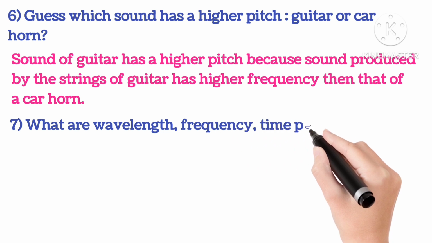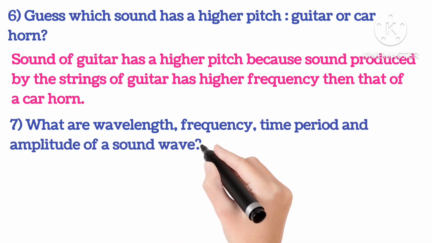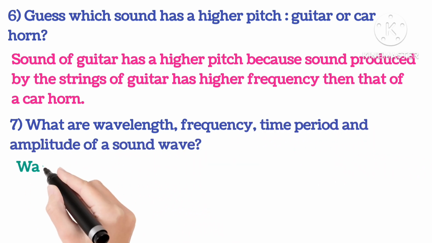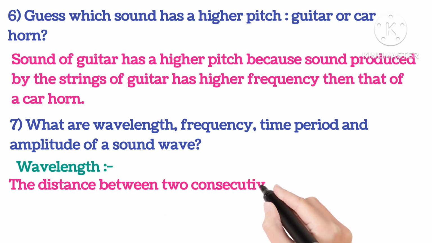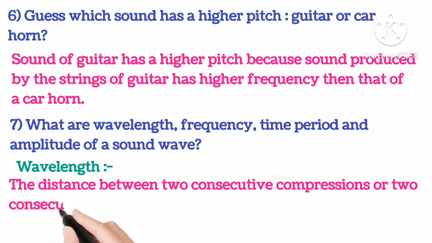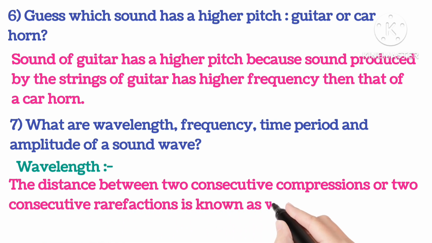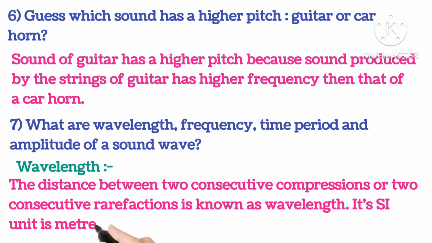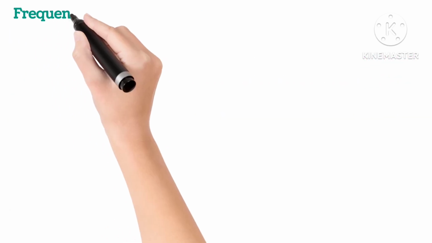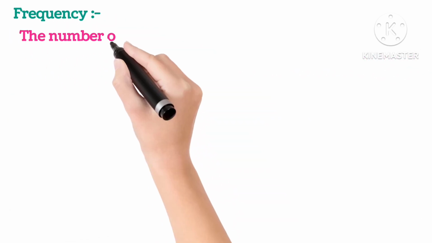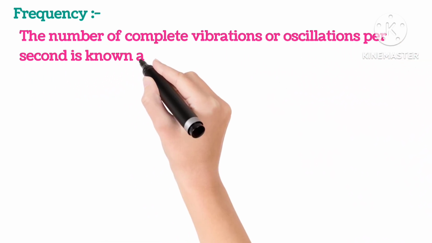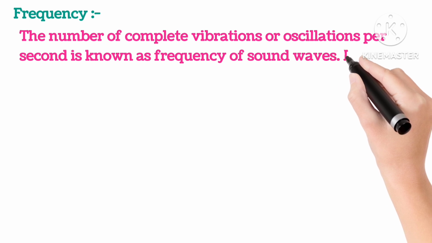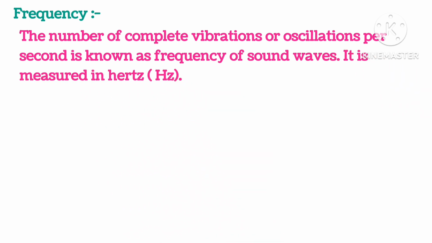7th, what are the wavelength, frequency, time period and amplitude of a sound wave? Wavelength. The distance between two consecutive compressions or two consecutive rarefactions is known as wavelength. Its SI unit is meter. Frequency. The number of complete vibrations or oscillations per second is known as frequency of sound wave. It's measured in hertz.